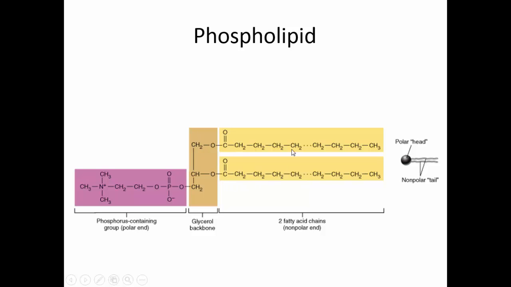Phospholipids: we take a triglyceride, but we break off one of the fatty acid chains and we add a phosphate group. Now this phosphate group is soluble in water. Fatty acids are not soluble in water. So this gives us a very unique molecule, what we call our polar head, and anything that's polar will dissolve in water, and our nonpolar tails, and they will not dissolve in water.